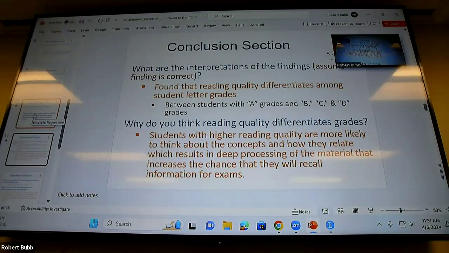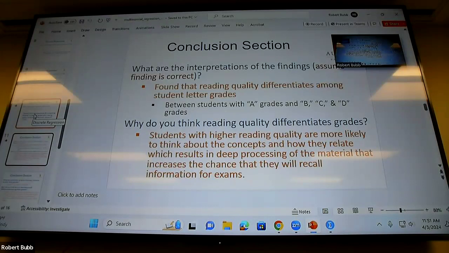So why do you think reading quality differentiates between grades? Our finding was that it differentiates among student letter grades. We can say, well, students with higher reading quality are more likely to think about the concepts and how they relate, which results in deeper processing of the material, which is going to increase their chances of recall when it comes to exams. So that's an explanation of my particular finding.